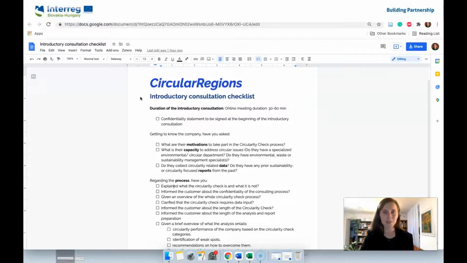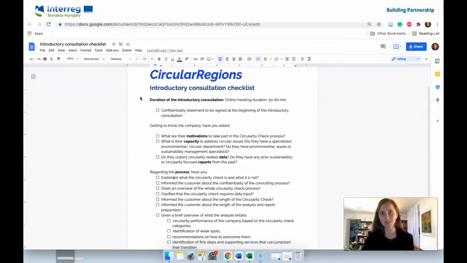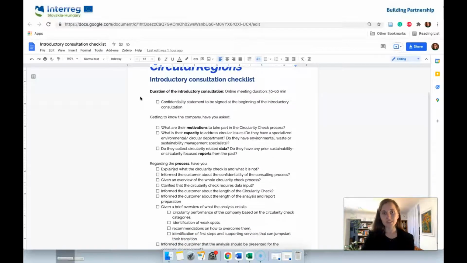Perhaps the first important thing that you should do is to agree a confidentiality statement to be signed. The reason behind this is to ensure that should there be any sensitive information shared during the circularity check, that this information stays between the service provider and the customer.